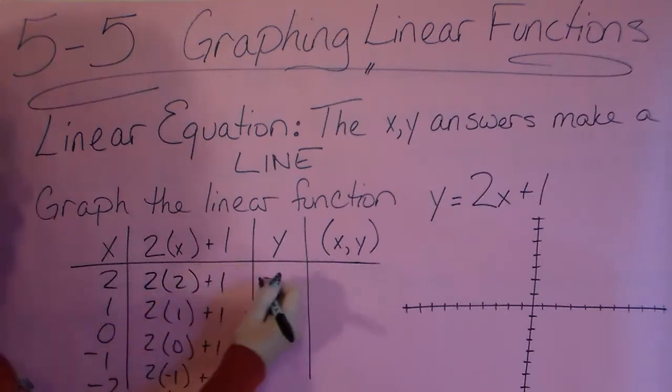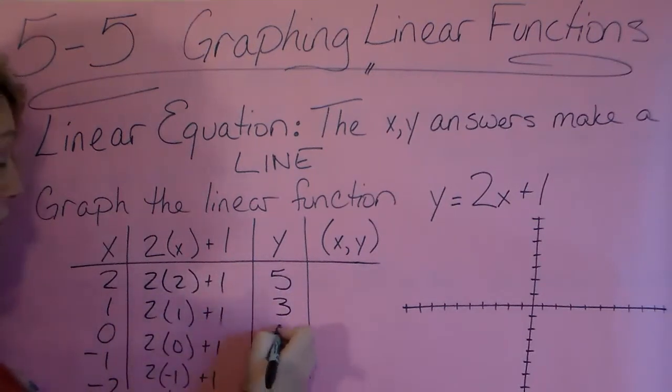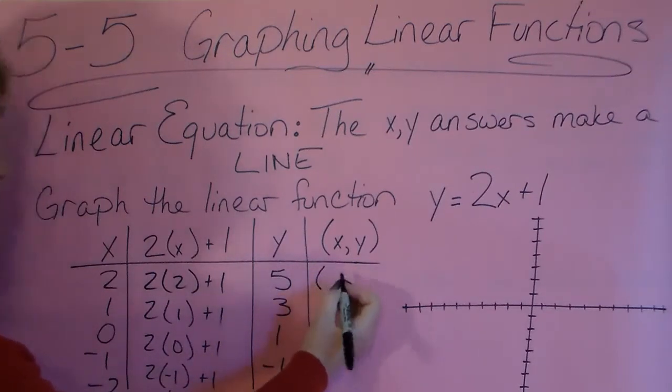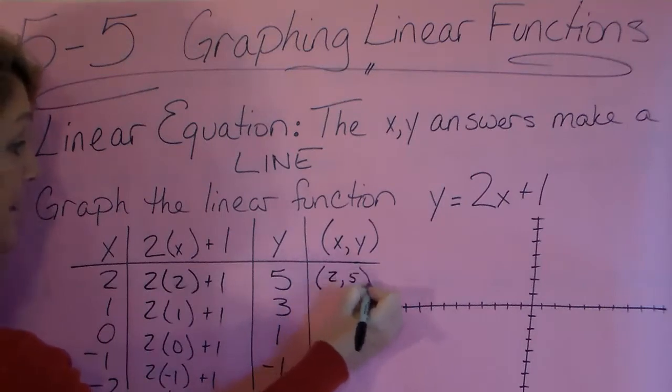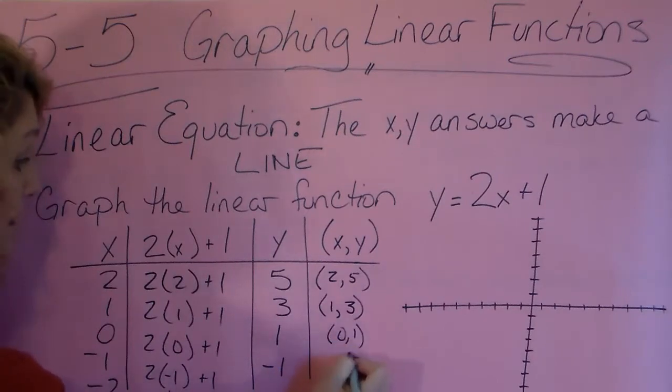2 times 2 is 4 and 1 is 5. 2 times 1 is 2 and 1 is 3. 2 times 0 is 0 and 1 is 1. 2 times negative 1 is negative 2 plus 1 is negative 1. 2 times negative 2 is negative 4 plus 1 is negative 3. So now we know our x and y, and it's really just write down the x, comma, write down the y in parentheses.